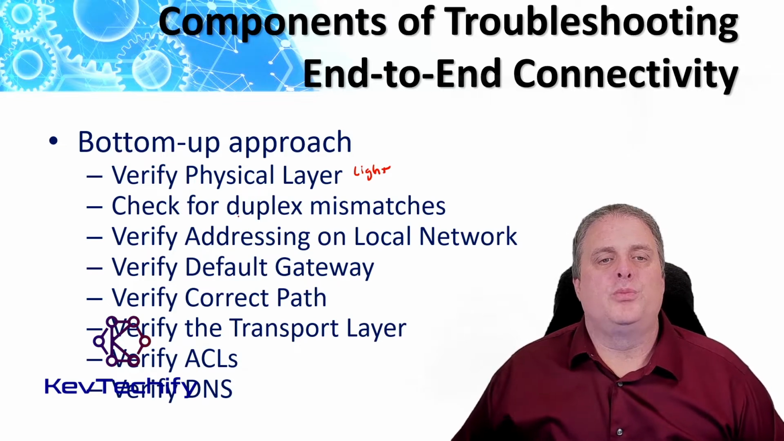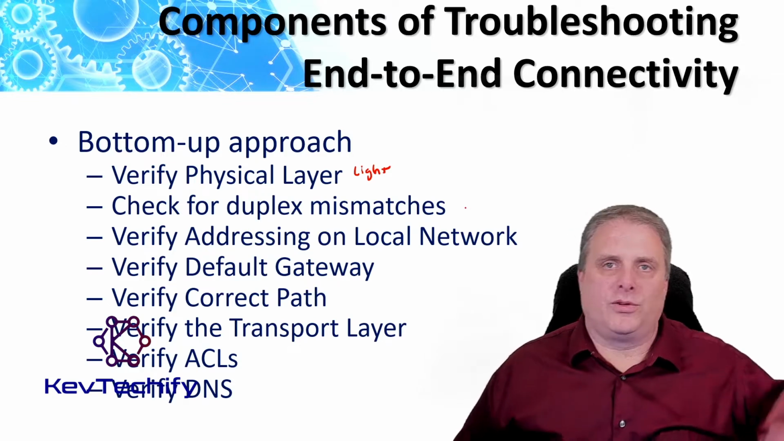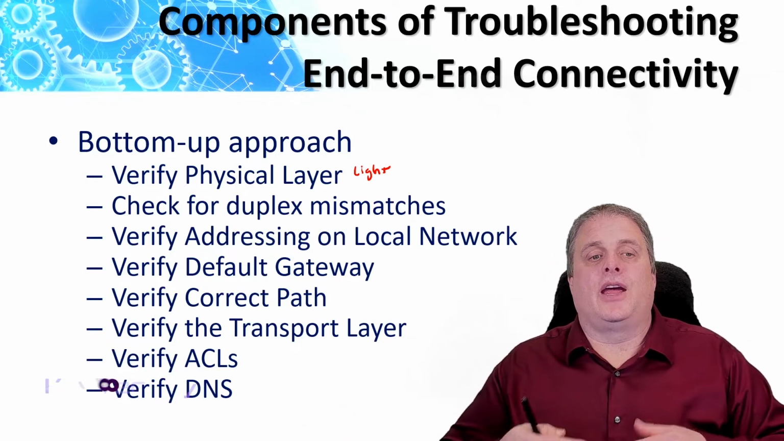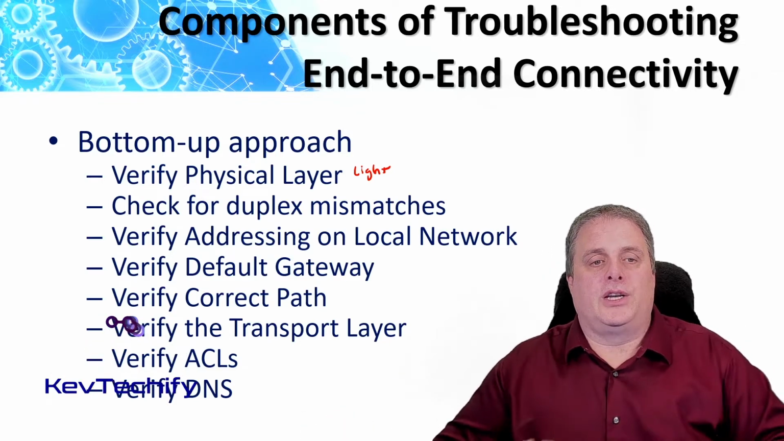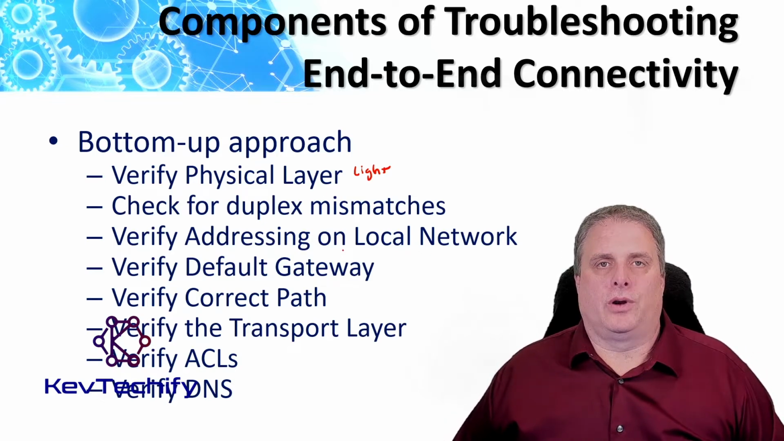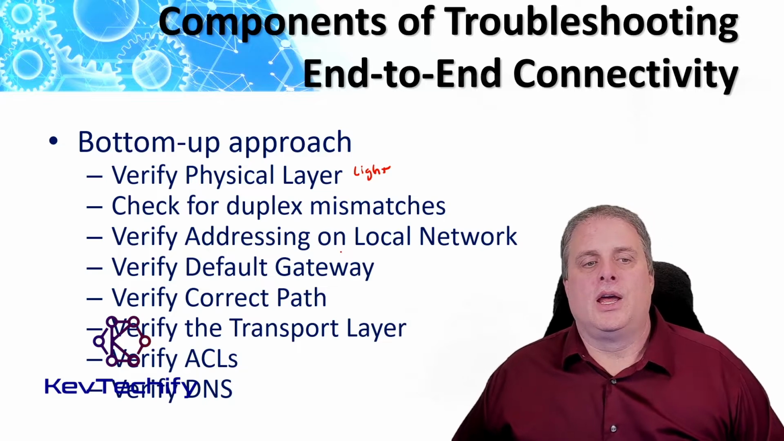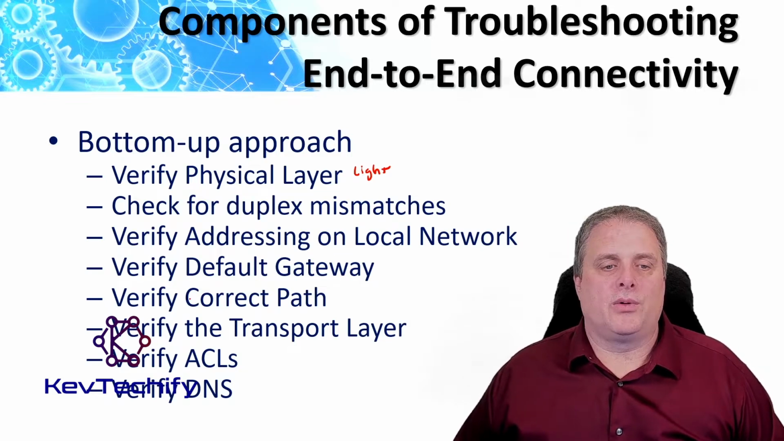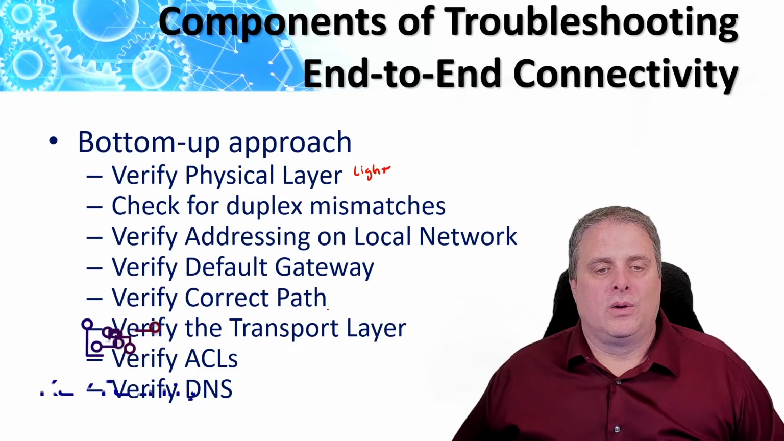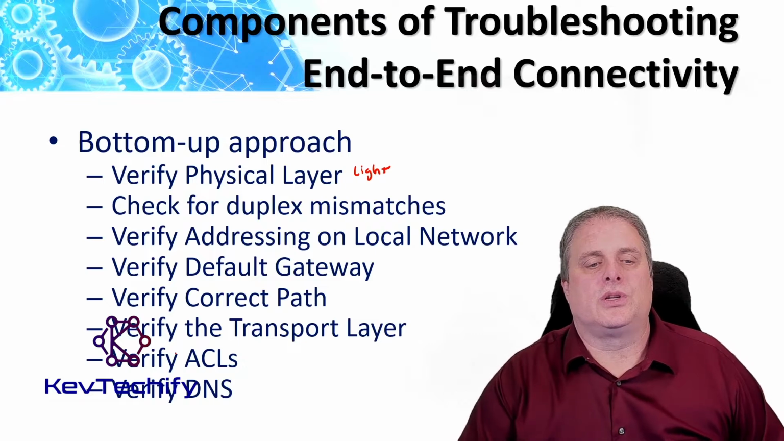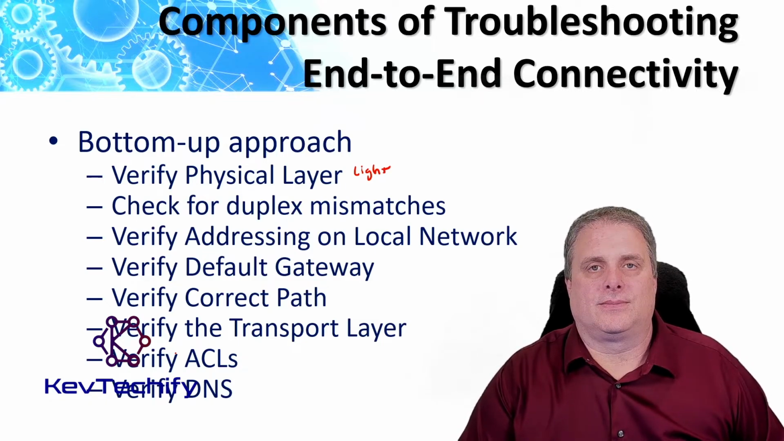Then we check for duplex mismatches. Is one full duplex and one half duplex? If that's the issue, you're going to have communication problems there. Then we want to verify our addressing on the local network. You want to verify your IP address. Then we also want to verify our default gateway. We want to make sure that we're taking the correct path. We want to verify our transport layer and then look at access control list and DNS.